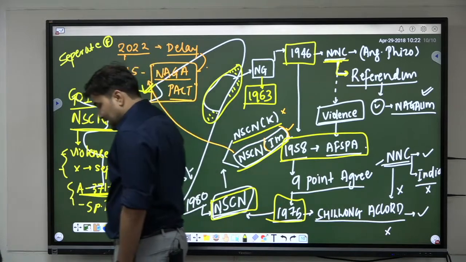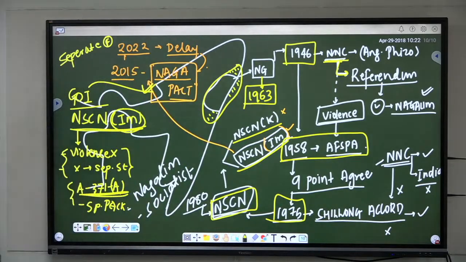Next point. Recently, the Government of India in 2015 signed the Naga Pact with whom? NSCN-IM.